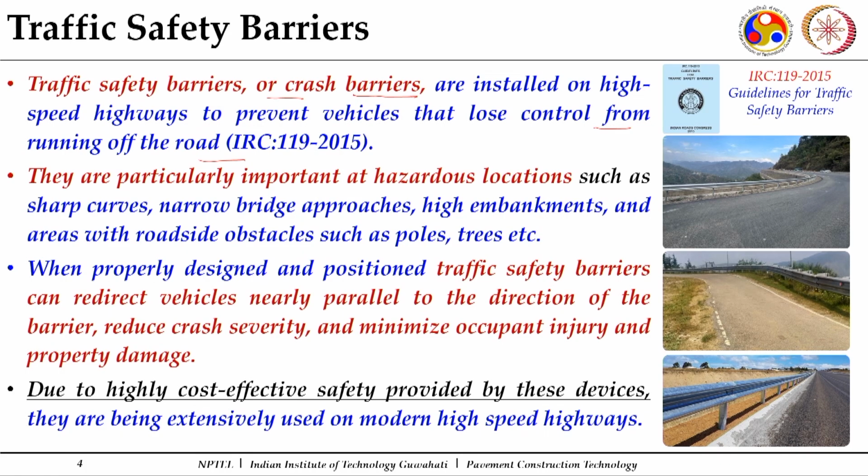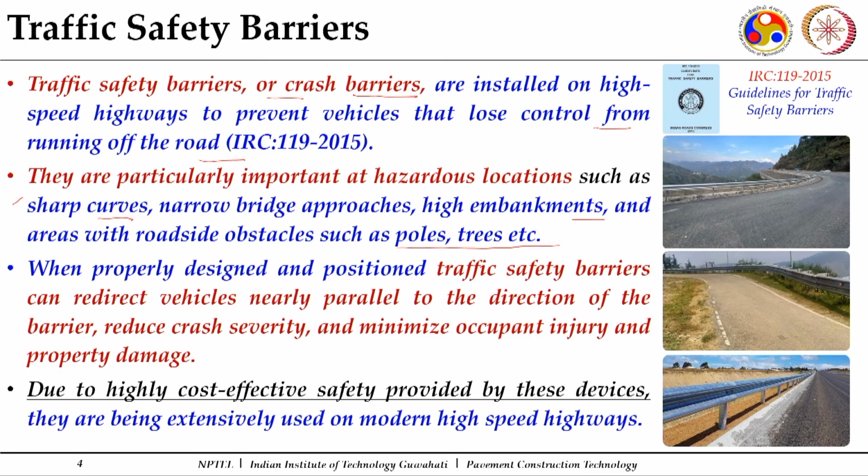In any situation, if the vehicle goes off the road, this particular crash barrier will help to bring it back, to control and to reduce the impact which is possible. They are practically important at hazardous locations, and what can those be? Sharp curves, narrow bridge approaches when one enters from a wide pavement section to a narrow bridge, high embankments, where in some unwanted situations a vehicle can go off the side slopes, and areas with roadside obstacles such as posts, trees, etc.